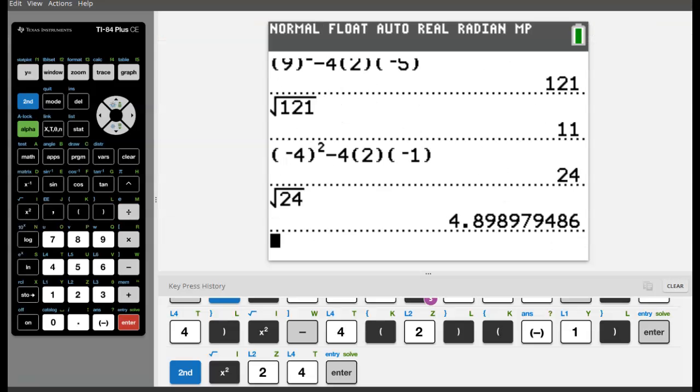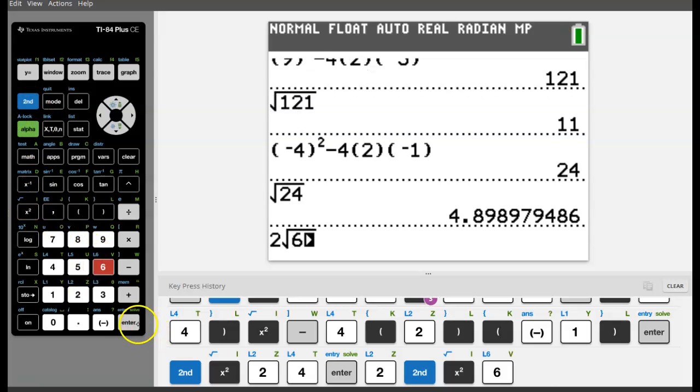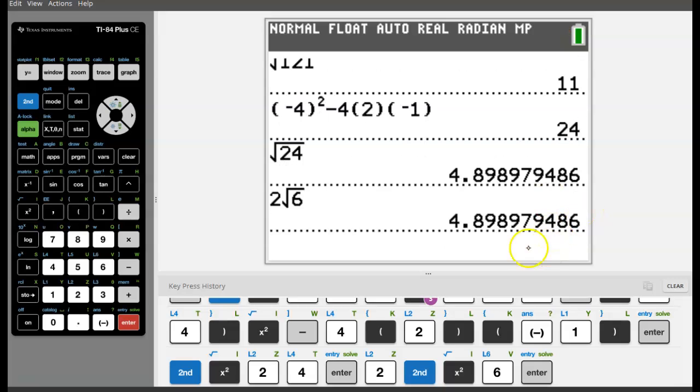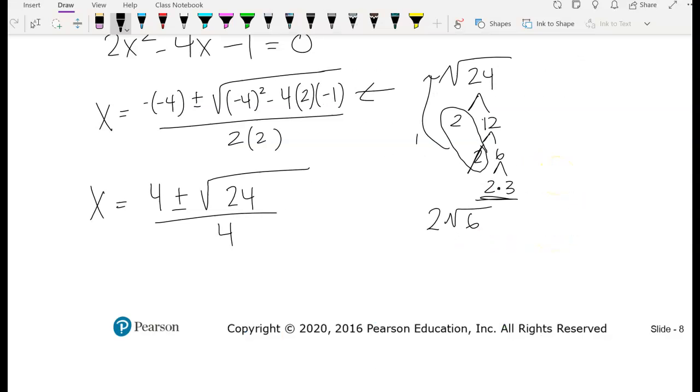And if you want to make sure that that's correct, so you do 2 square root 6, and it should equal that same decimal we got above. So see how they're the same? So we did it correct. All right, so we have x equals 6 all over 4.